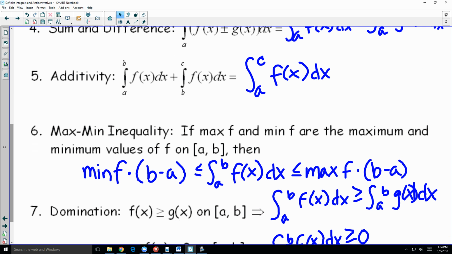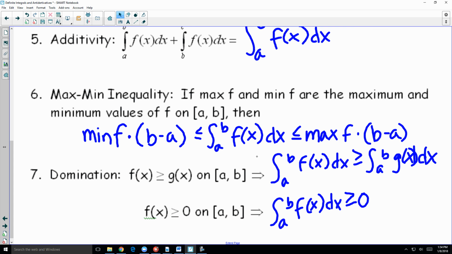And then the last two down here, the max-min inequality. This just gives you bounds as to where your area or your integral has to be between. You'd find the minimum value of f, and you multiply that by your bounds, b minus a. That has to be less than or equal to the integral, not the total area, which has to be less than or equal to the maximum value of f times b minus a.